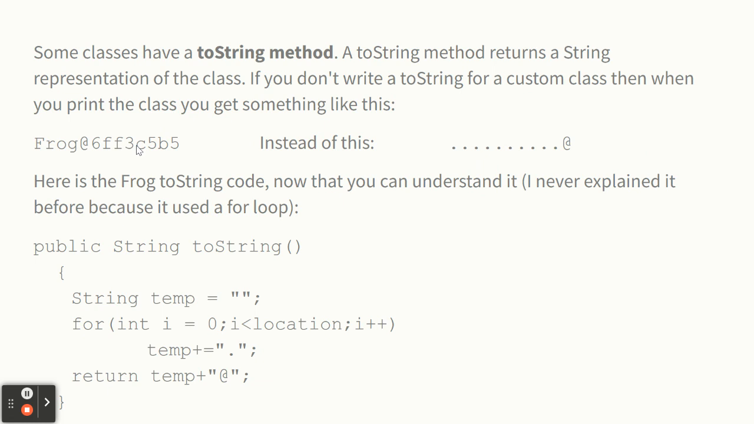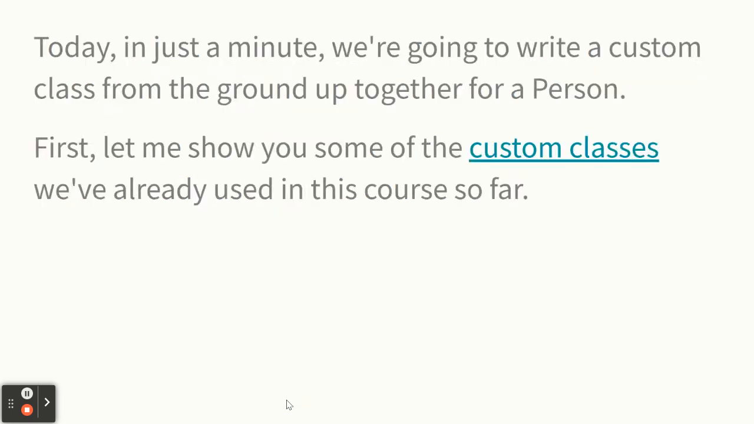I've never walked you through it, but now that we know for loops, you can understand it. I create an empty string, and I do a for loop from 0 to i less than location, and I add a period for every location the frog has hopped. Temp plus equals period. So if it hopped 10 spaces, i would be 0 through 9, which is 10 numbers, and that'd be 10 periods. And then I return that string plus the @ symbol. You're going to be writing toStrings from now on for all your custom classes.